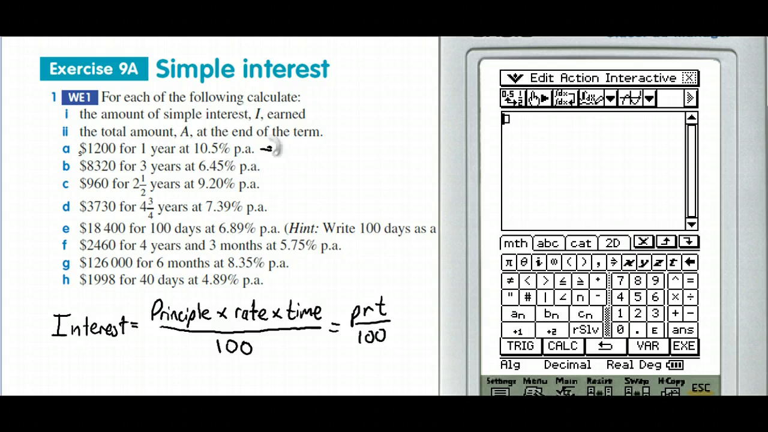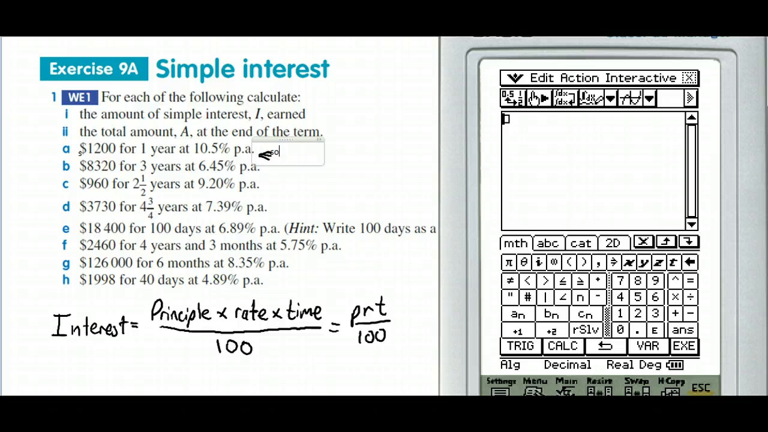So to do these problems, we've got $1,200 and it's being allowed to mature or earn interest for 1 year at the rate of 10.5% per annum. To find out how much interest, we need to use this equation. The amount of interest earned equals the principal times the rate of interest times the amount of time, all divided by 100, or we can summarize that as PRT divided by 100. Okay, we're going to need to use our calculator to work these out.